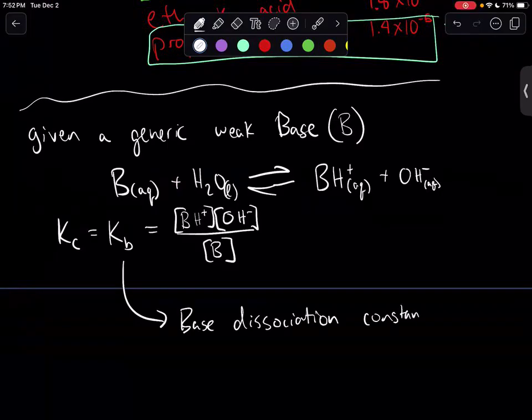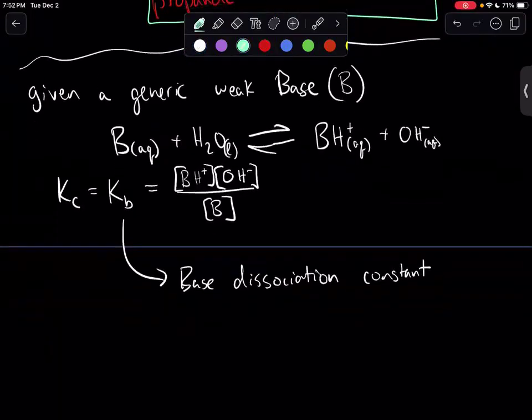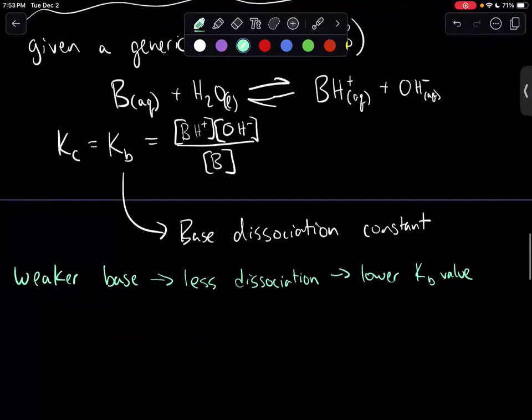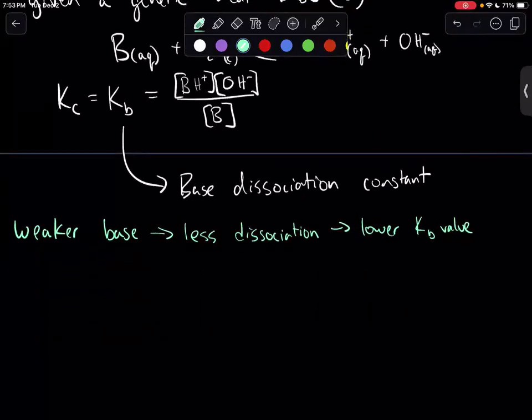constant. And following the same logic we did for our acid dissociation constant, we can generalize that a weaker base would have less dissociation and therefore a lower Kb value. So we can follow the exact same logic we did if we compare three generic bases. So let's do base and our Kb values.